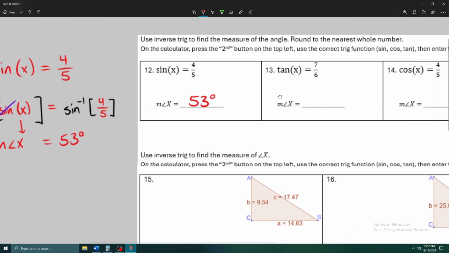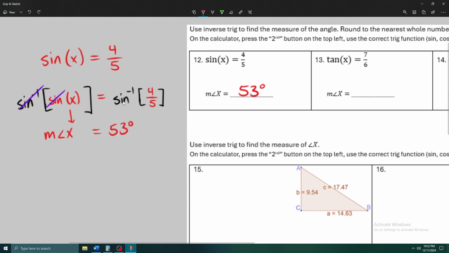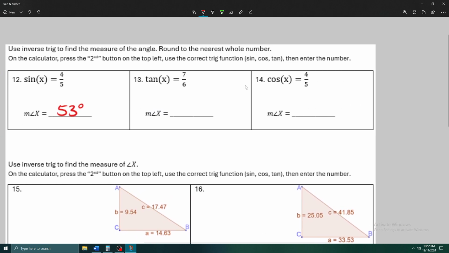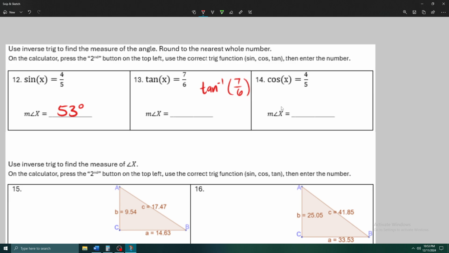So on a question like number 13, you wouldn't be using inverse sine, right? You'd be using the inverse tangent, which kind of looks like that. And similarly, of 7 over 6 in your case, and that would give you your answer. In this case, you wouldn't be using the inverse sine or the inverse tangent. You'd be using the inverse cosine of 4 over 5, and that would give you your answer.